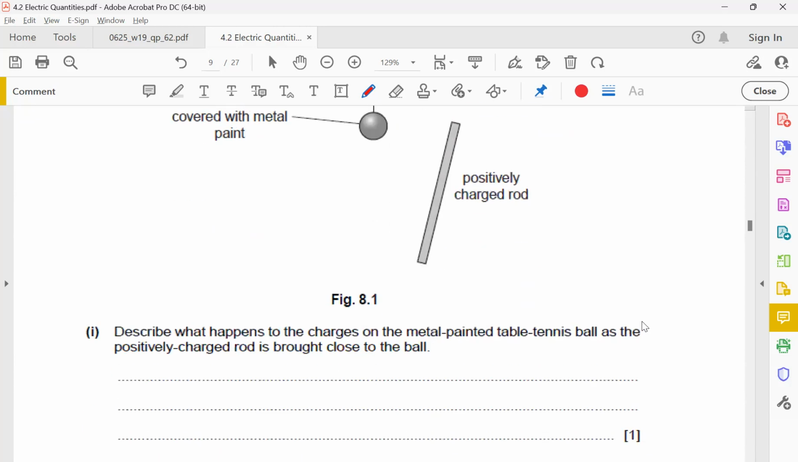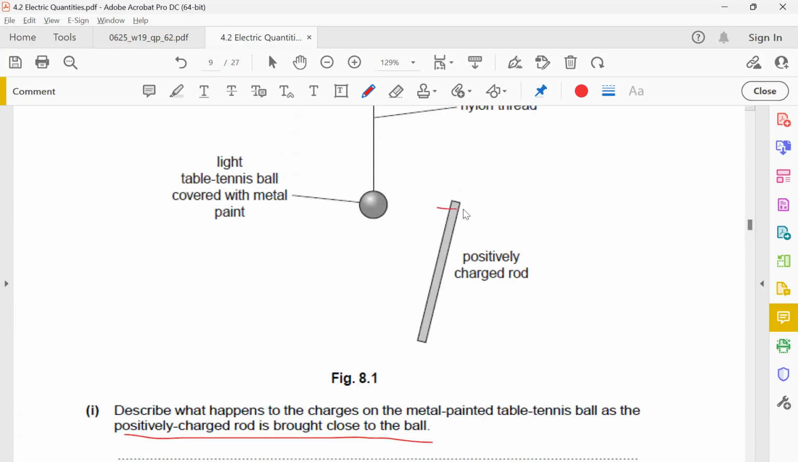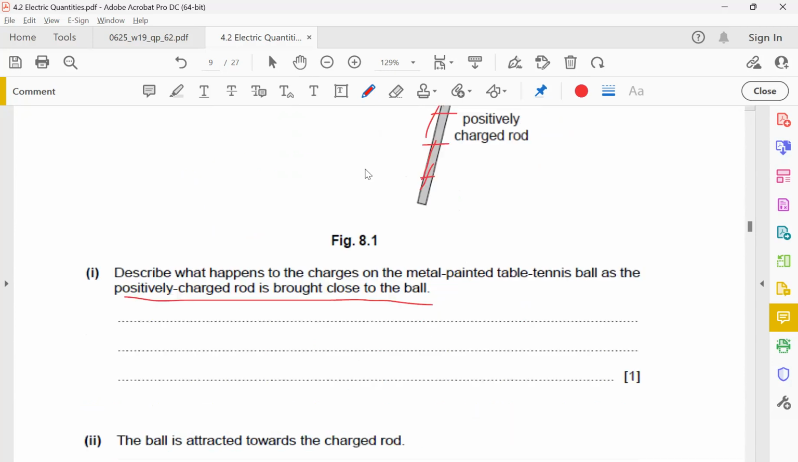Then after that, this will be relatively the same thing again also. Describe what happens to the charges on the metal painted table tennis ball as the positive charge rod is brought close. This thing is positively charged, then obviously it's going to attract the negative charges or electrons to the right side of the ball, and it's only worth 1 mark.